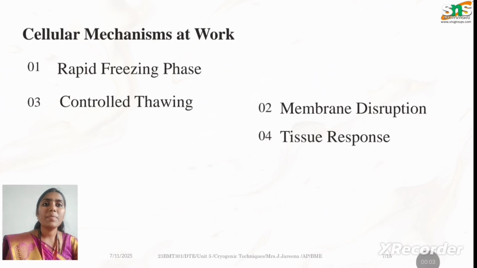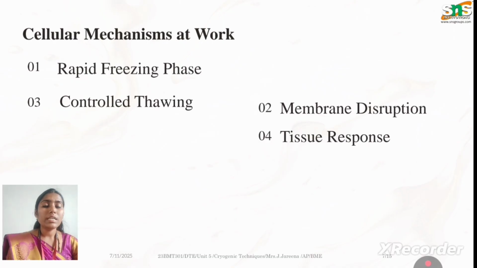The first one is the rapid freezing phase. This is the phase where you can freeze the substance or the organs at optimum temperature. The second one is membrane disruption. Here you will not disturb the integrity of the membrane, so that is very important in the case of cryogenic techniques. And the third one is controlled thawing.